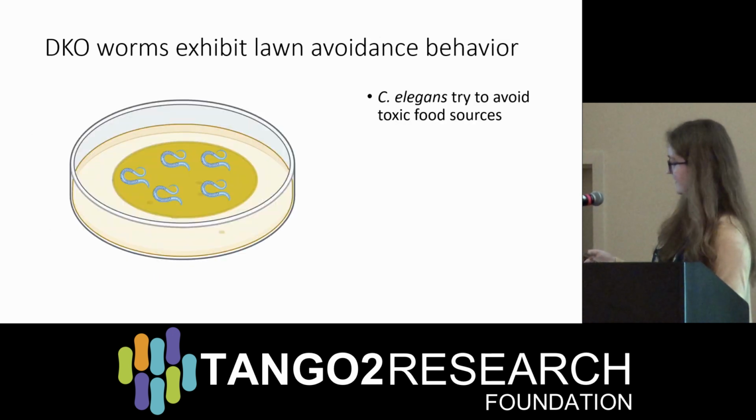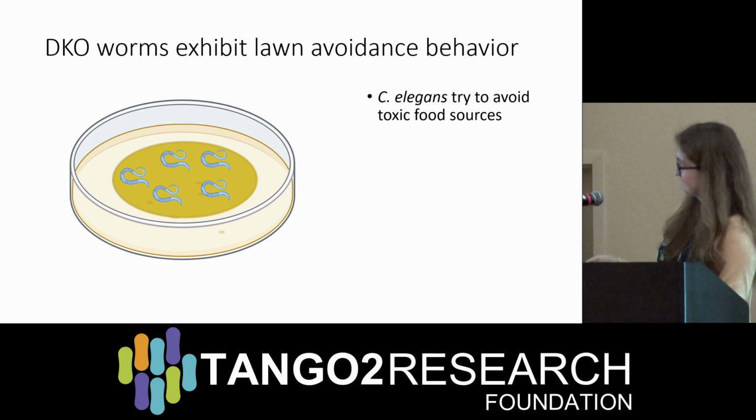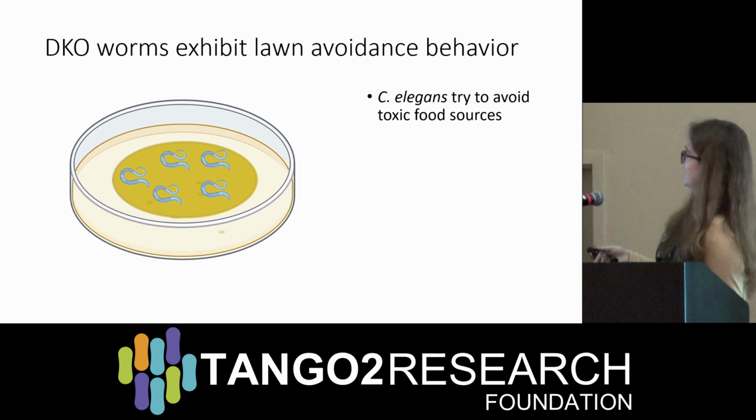All right, and then one last behavioral difference that we noticed in our double knockouts. Under normal circumstances, worms live on these little dishes, and they eat bacteria, E. coli, yum, to survive. Ordinarily, there's a little lawn of E. coli on the dish, and that's where their food is, and that's where they like to hang out, because why would they go anywhere else? All their food is right there.